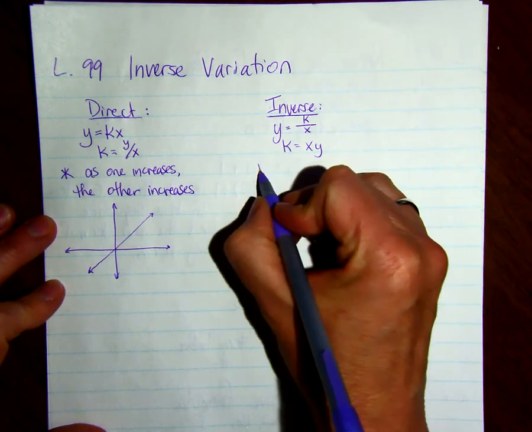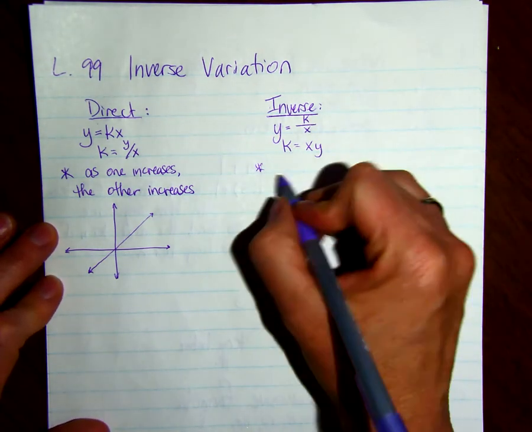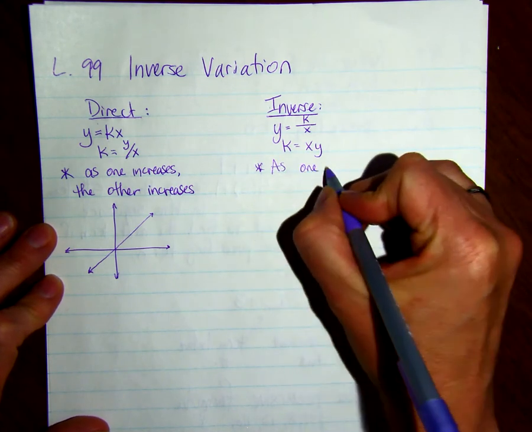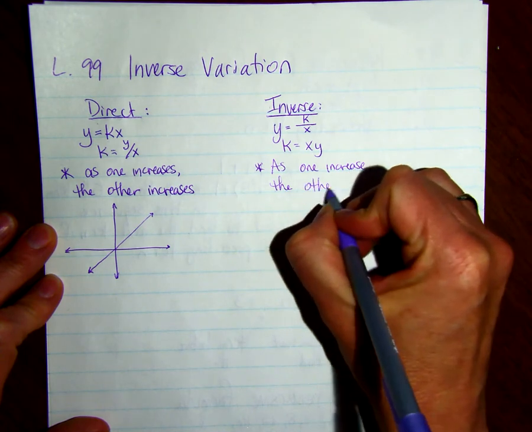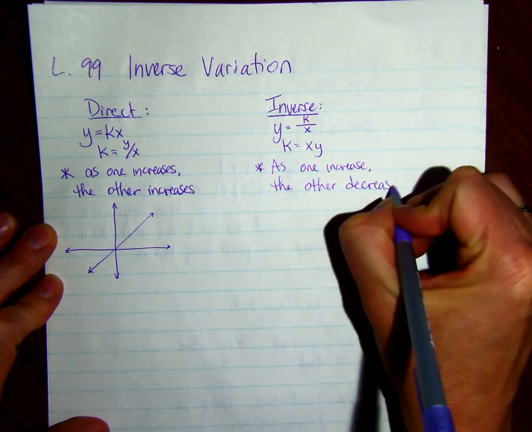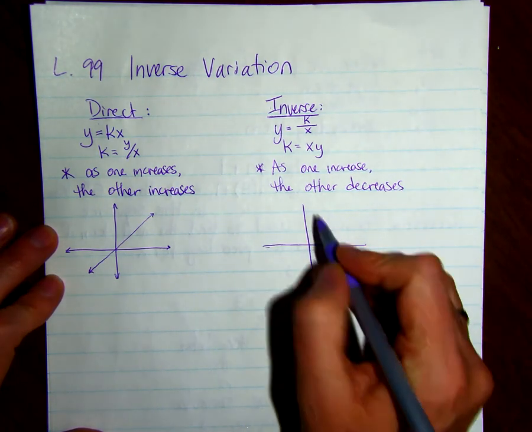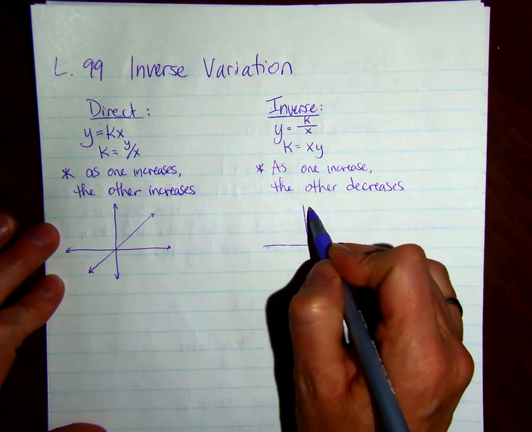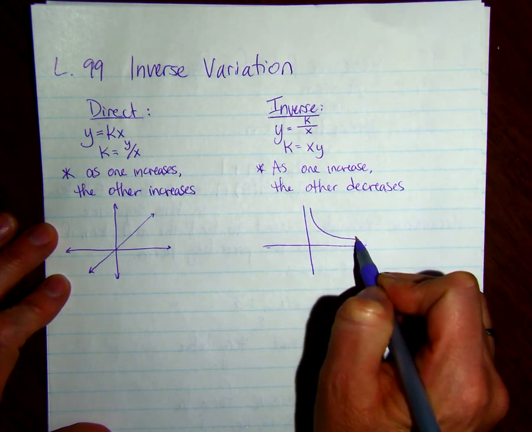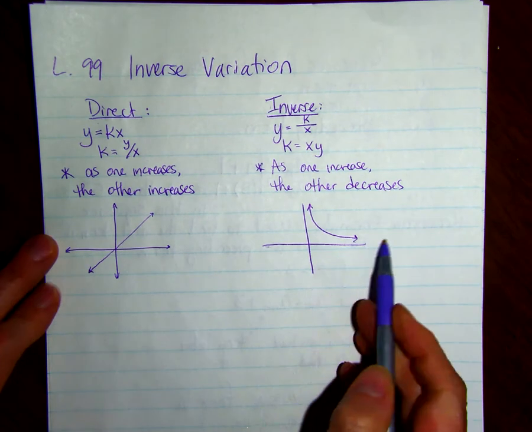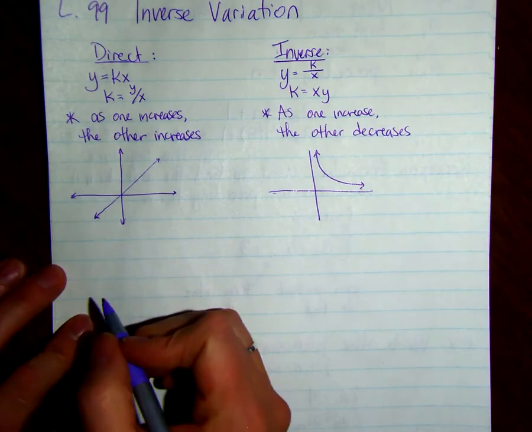Now the inverse is as one increases, the other decreases. So if we were to draw a graph of this, as x gets bigger, y starts up bigger, but then y is getting smaller as x is getting bigger. So it kind of looks like this little curvy bit here. So we're going to give some examples.